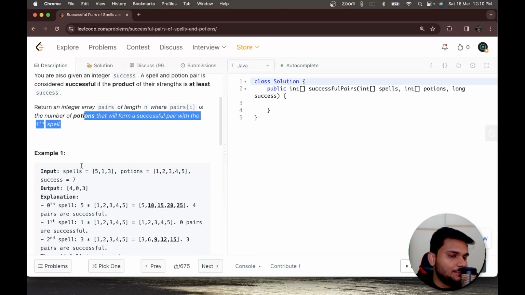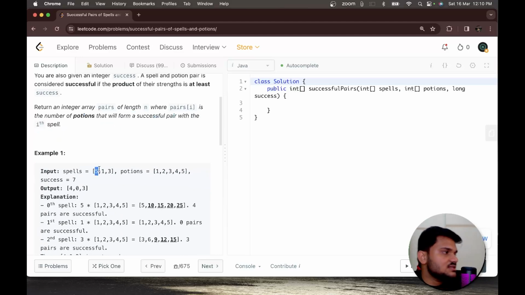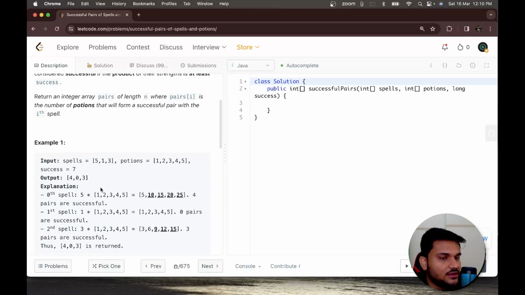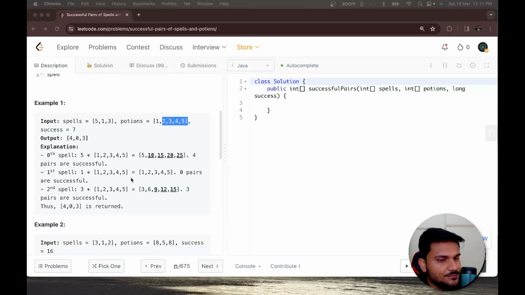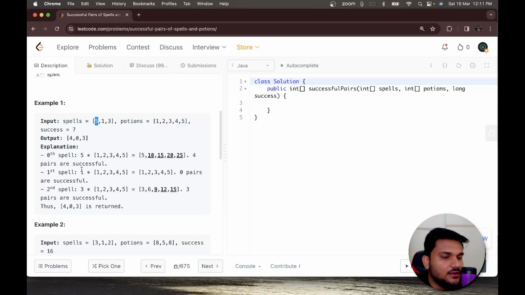Okay, so for example, this spell is 5, and you can see there is a success number given as 7. This spell 5 can form a pair with all of these potions. Can I say that? Yes or no? So you can see there are 4 potions with which the first spell can form a pair, and hence the 0th index is 4.